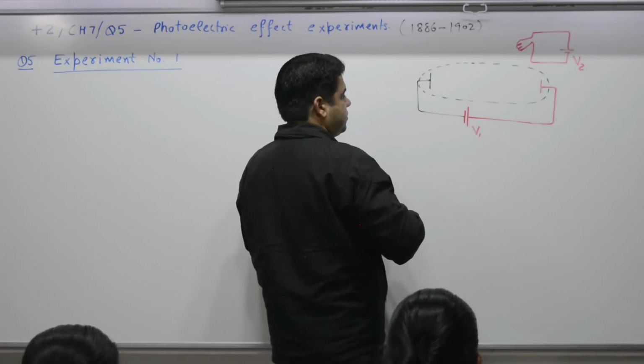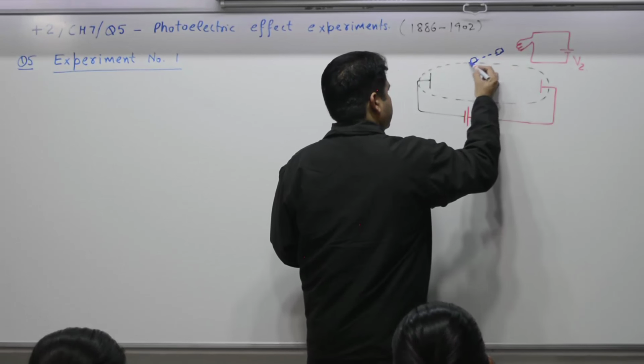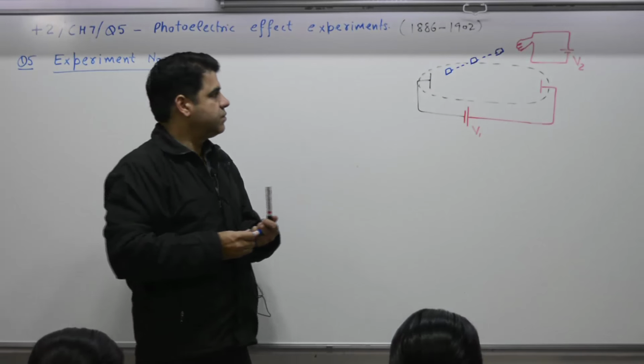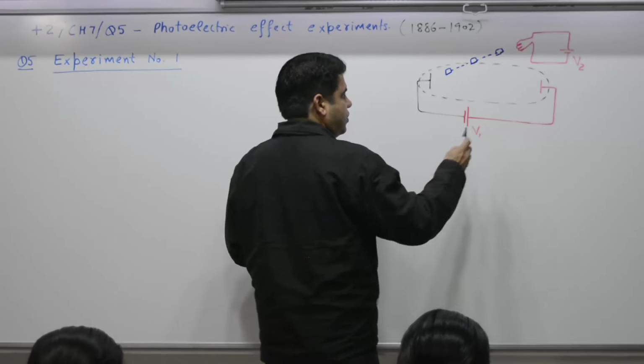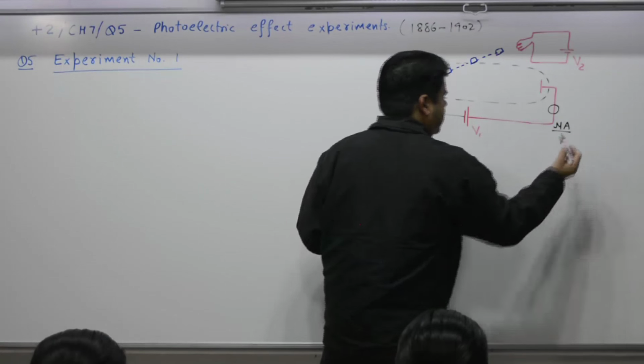Photons, light from the bulb is incident on the metal surface. And you measure this current, ammeter or microammeter.